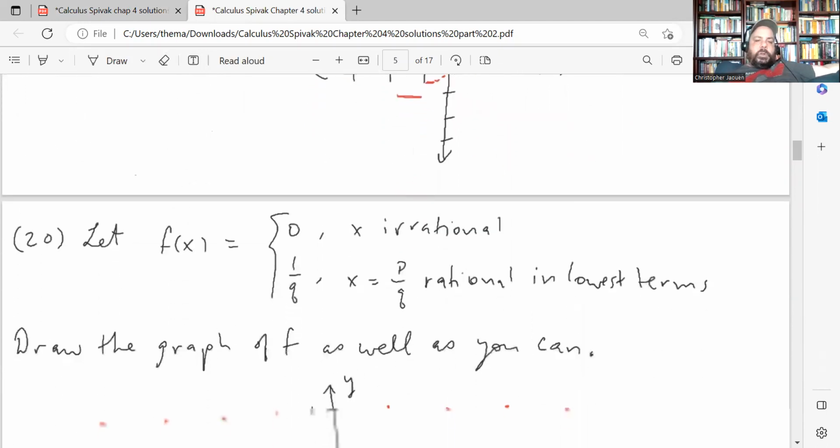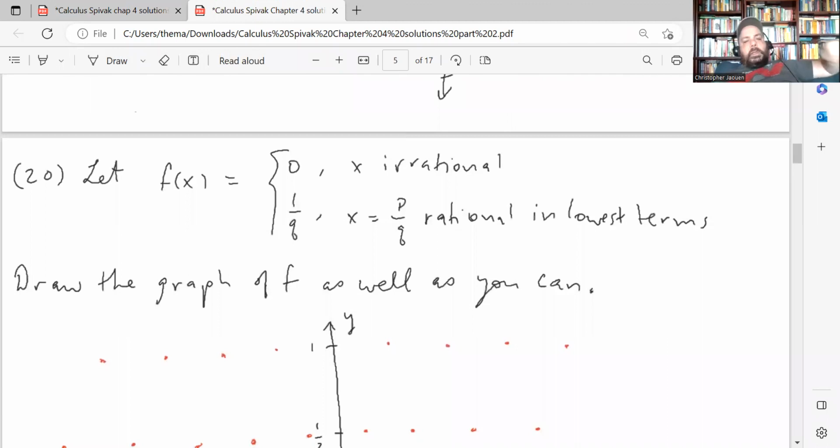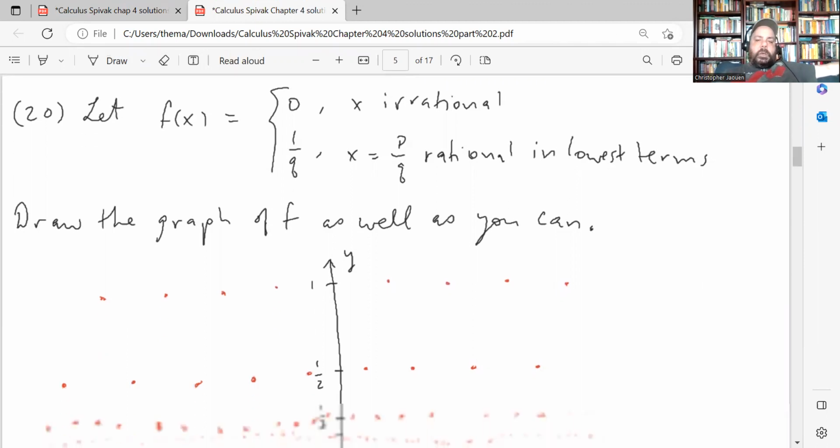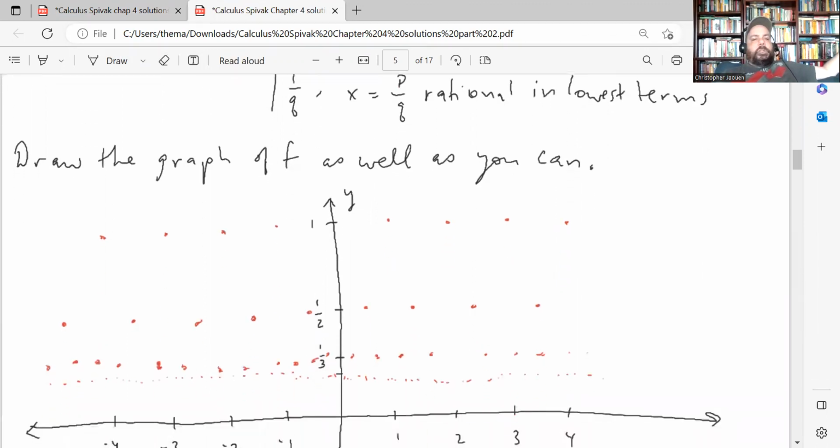Right. Question number 20 is also a graphing problem. Here they want us to graph the function f of x, which we're defining in this piecewise way. It's 0 if x is irrational, and it's 1 over q for x rational of the form p over q, where p over q is in lowest terms, meaning reduced form, which you could always do for rationals, if you recall.